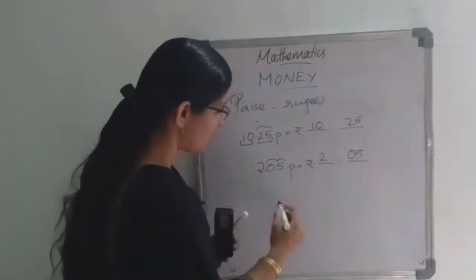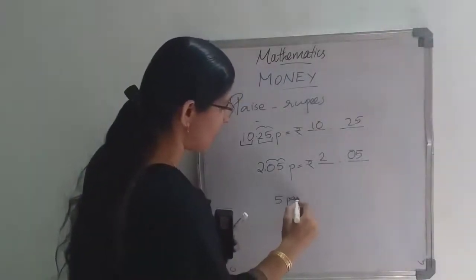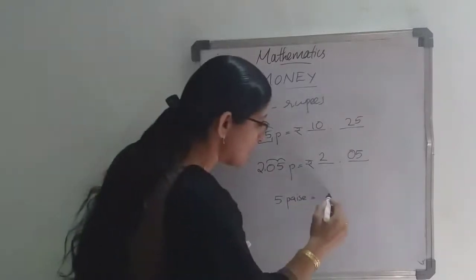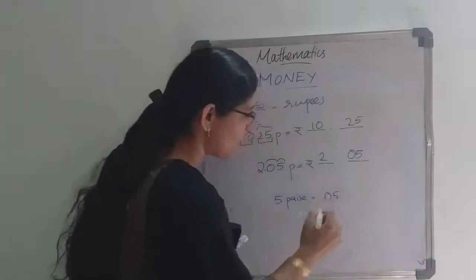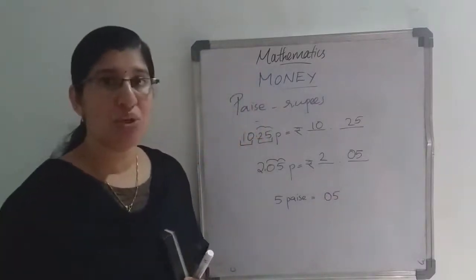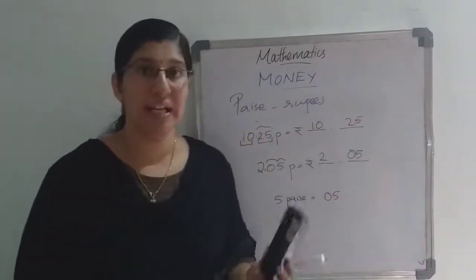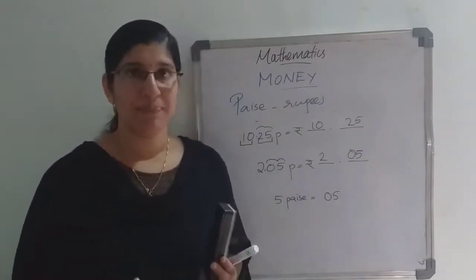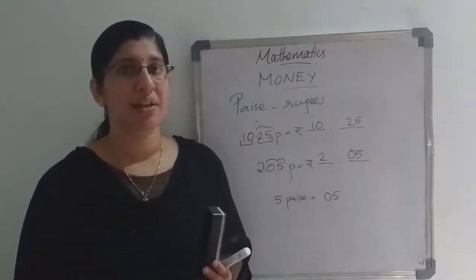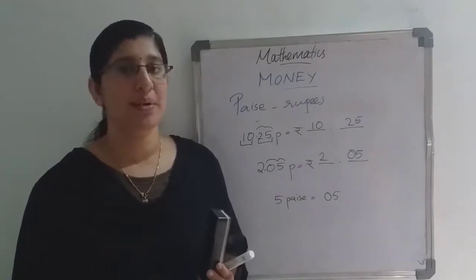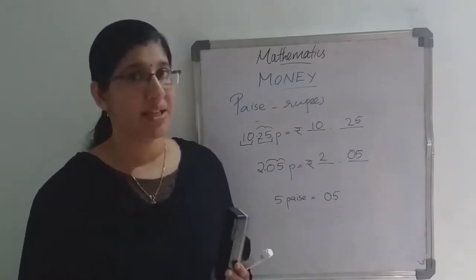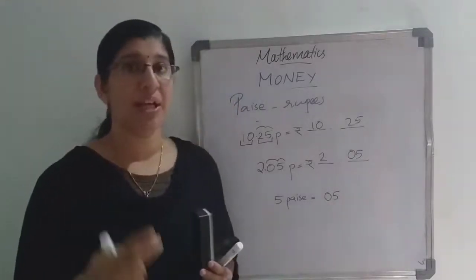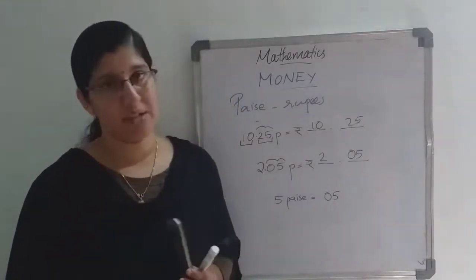Whenever you want to write 5 paisa, or any paisa below 10, you have to put a 0 and make it a 2-digit number. Whenever you get any 1-digit paisa, that is below 10: 1 paisa, 2 paisa, 3 paisa, 4 paisa, 5 paisa, 6 paisa, 7 paisa, 8 paisa, 9 paisa, you have to write it this way: 05, 01, 03 like that. Make it 2-digit by putting 0 on the left side.